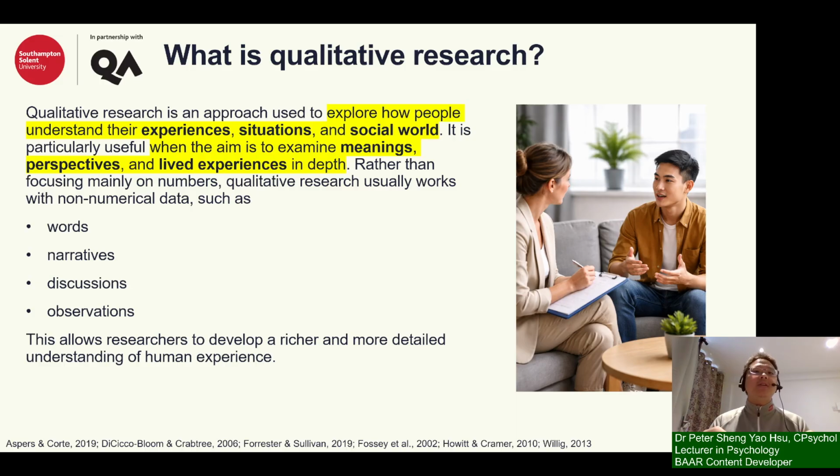Qualitative research is particularly useful when the aim is to examine meanings, perspectives, and life experiences in depth, rather than asking only how many students are stressed. Qualitative research might ask, how do mature students experience balancing university study with work and family life? Or, what does returning to education mean to them? So the focus is not just on the outcome, it is also on the context, the process, and the meaning behind people's experiences.